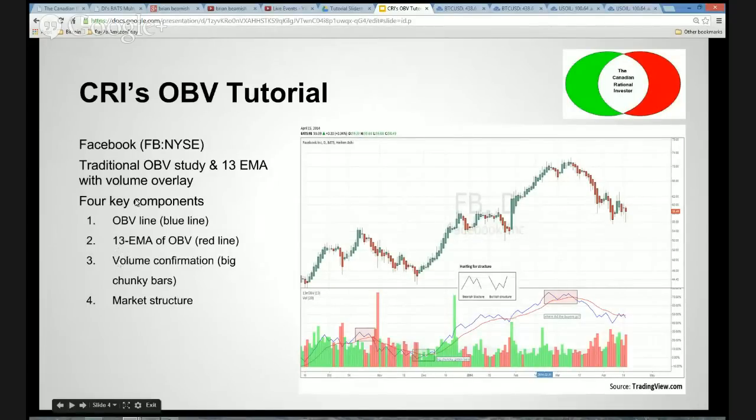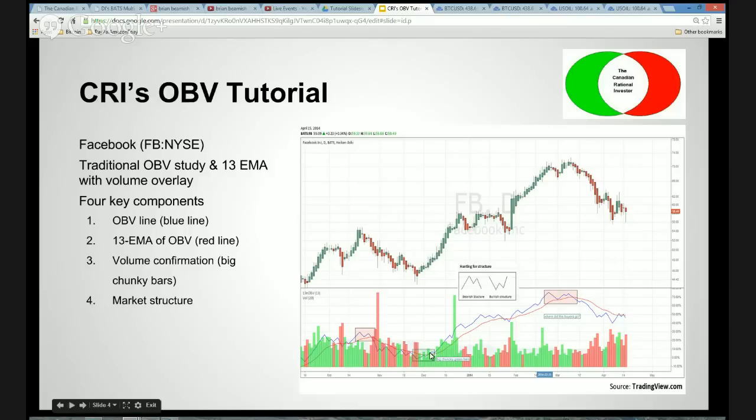The third key component here is volume confirmation. You'll see that quite often trend reversals will come on big chunky volume bars. If a trend starts to reverse on very light volume, then we may not have the OBV actually break down, and that might in itself represent a bit of a trap. On most of these turns, on this first breakdown, we see big selling chunky bars, so that confirms a breakdown.